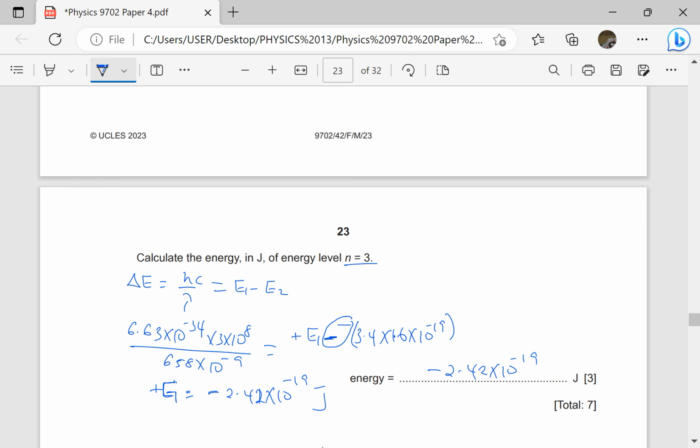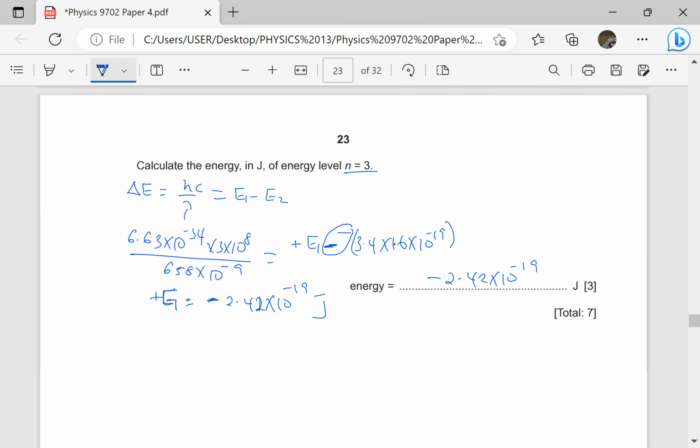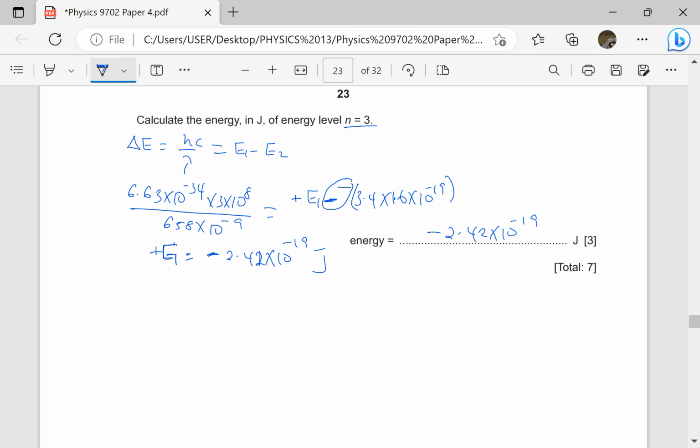I'll just remind you, energy levels are always negative because electric potential at infinity is defined to be zero. So work is done in taking an electron from the nucleus to infinity. If the electron comes from infinity, where energy is maximum but zero, closer to the nucleus, then it must be losing energy. Therefore, this is going to be negative. So I think that is going to be the answer.